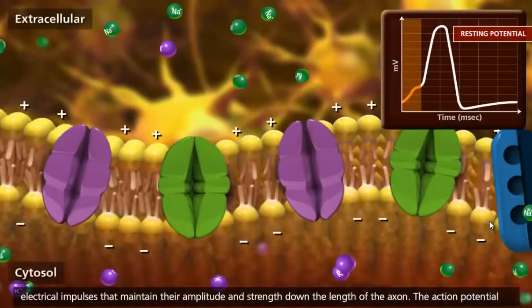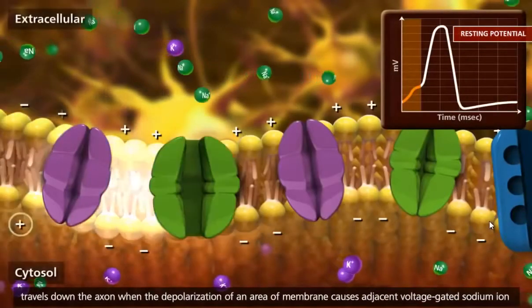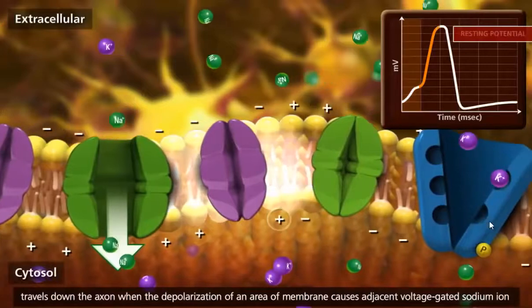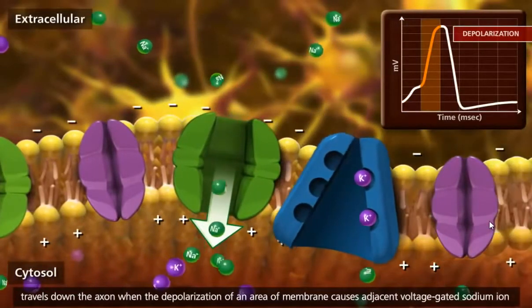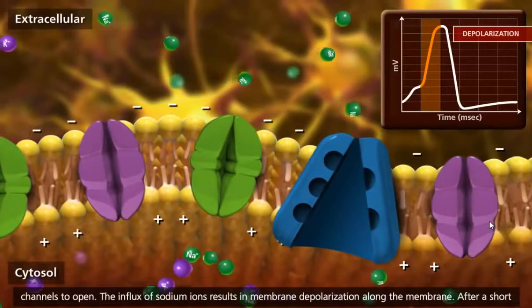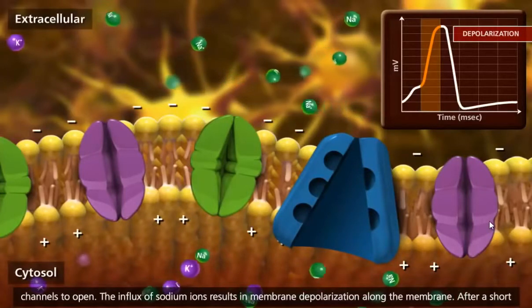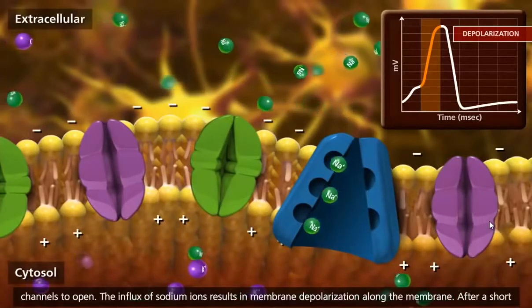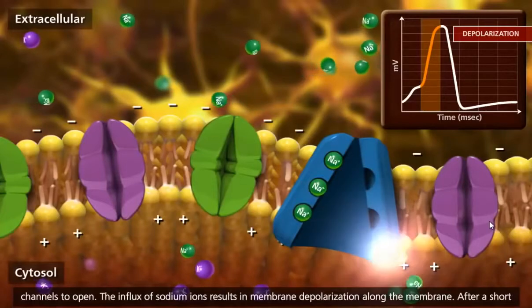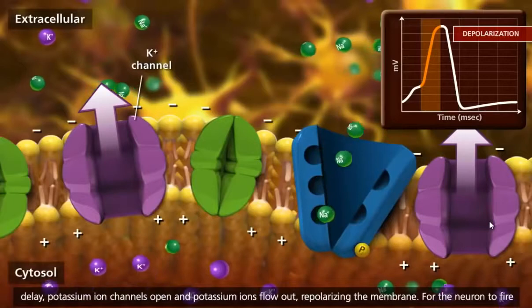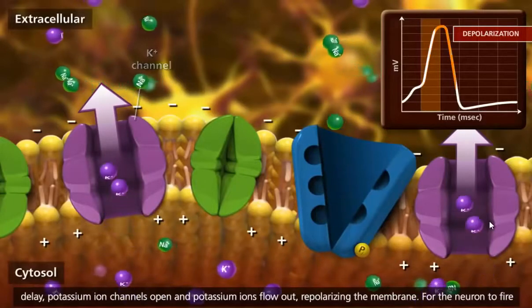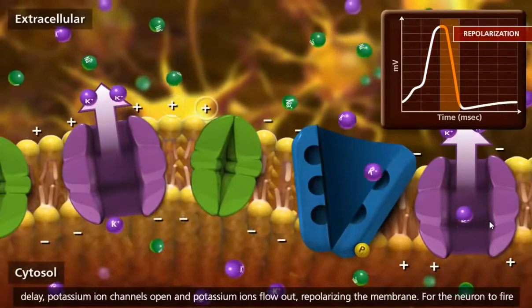axon. The action potential travels down the axon when the depolarization of an area of membrane causes adjacent voltage-gated sodium ion channels to open. The influx of sodium ions results in membrane depolarization along the membrane. After a short delay, potassium ion channels open and potassium ions flow out, repolarizing the membrane.